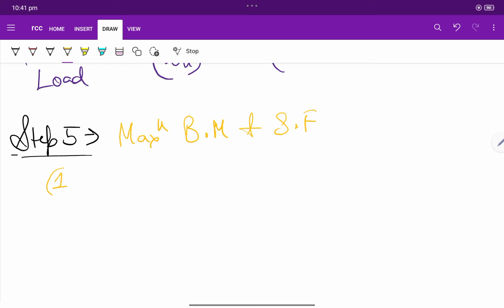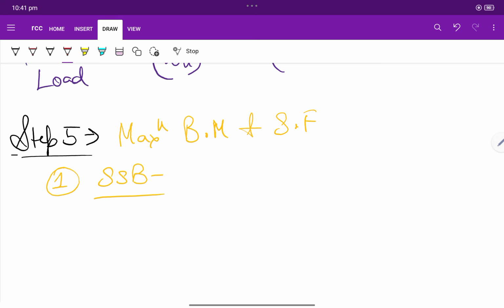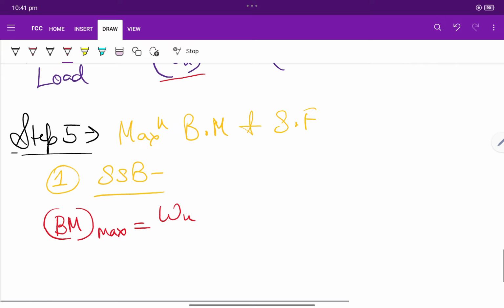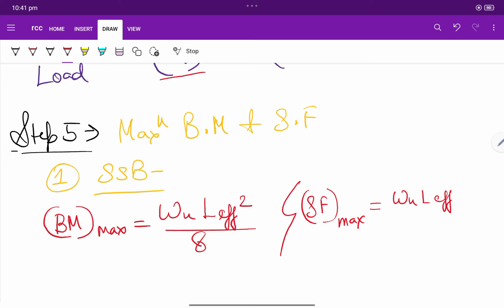First, for a simply supported beam, we all know that the maximum bending moment is WL square by 8. Here it is WU L effective square by 8, where L is L effective. For a simply supported beam, the maximum shear force we know is WL by 2. So here it will be WU L effective by 2.